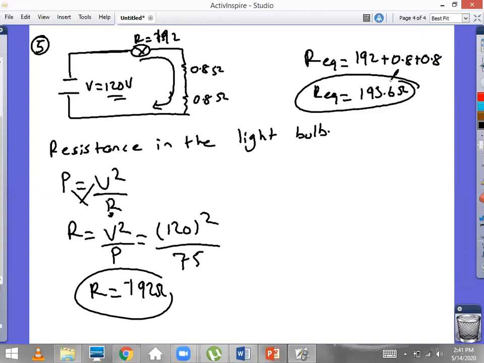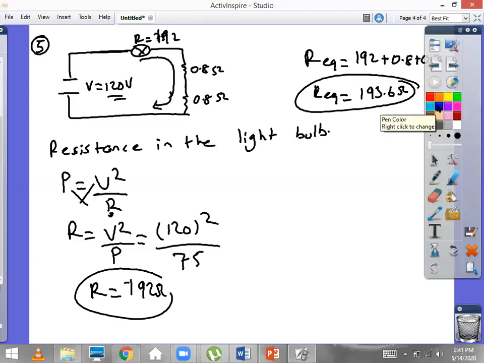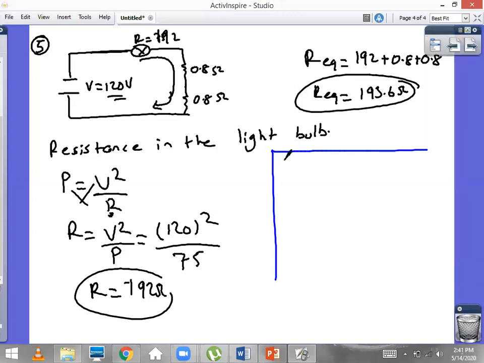Why do we need this? Because we are going to find current. Without knowing the equivalent resistance, we cannot find the current. So let's apply Ohm's law to find current, okay?